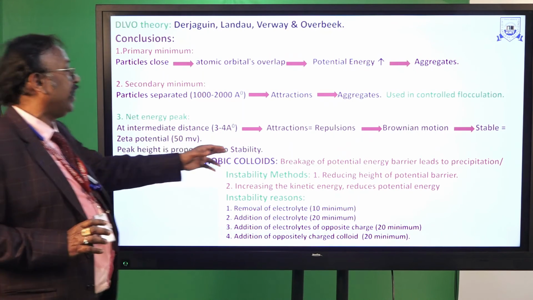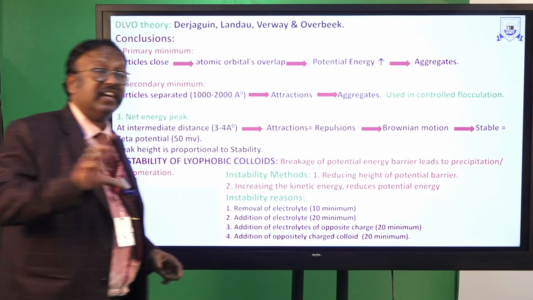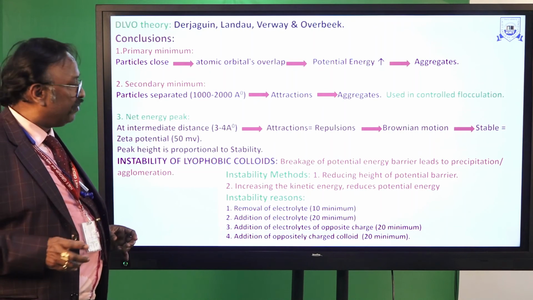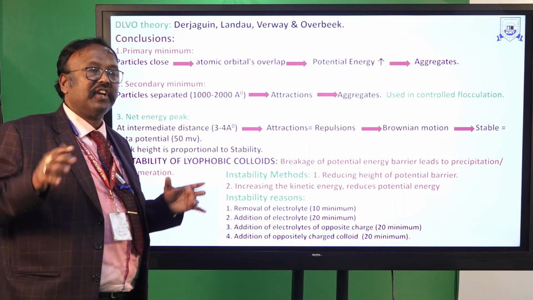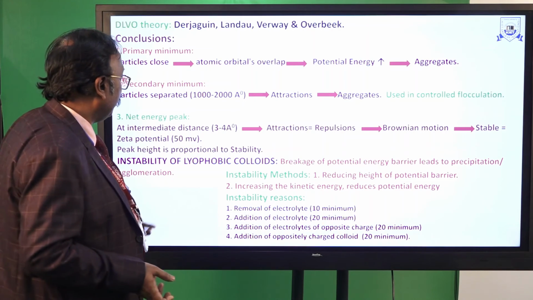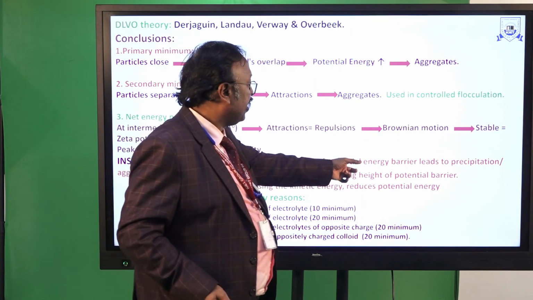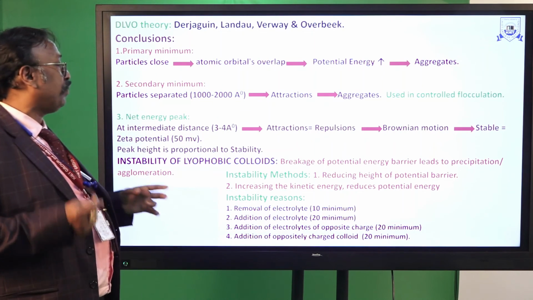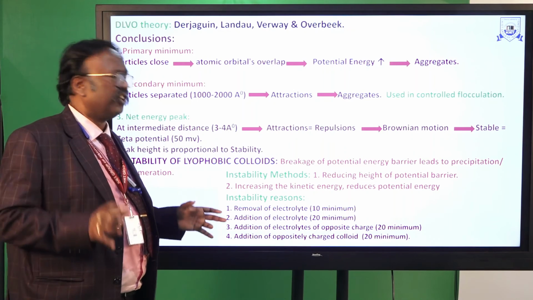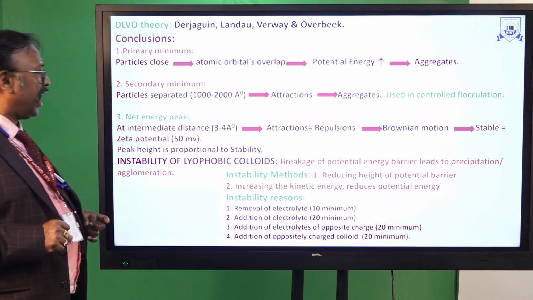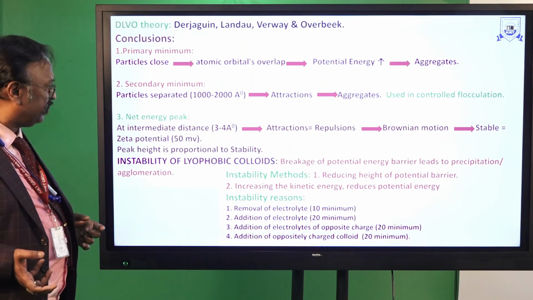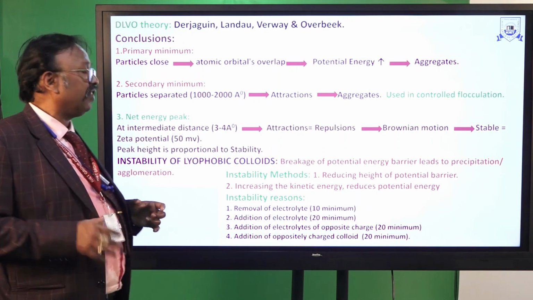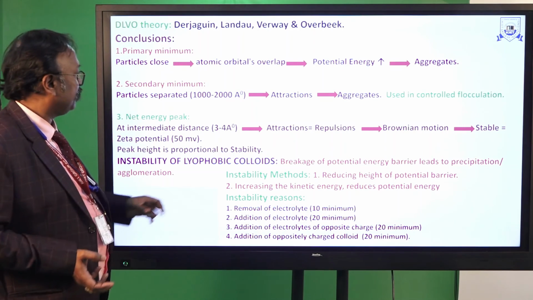Instability of lyophobic colloid: breakage of the potential energy barrier may lead to precipitation and agglomeration. Due to that agglomeration, the colloid is unstable. Instability methods mean reducing the height of the potential barrier, increasing the kinetic energy, and reducing the potential energy. Instability means removal of electrolytes, addition of electrolytes of opposite charge, and addition of oppositely charged colloids.